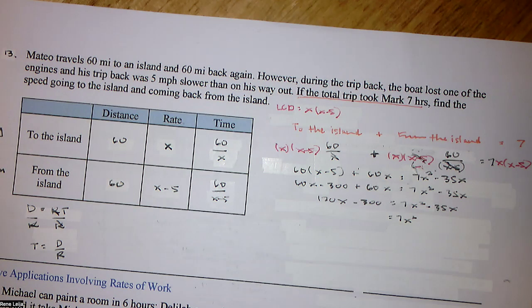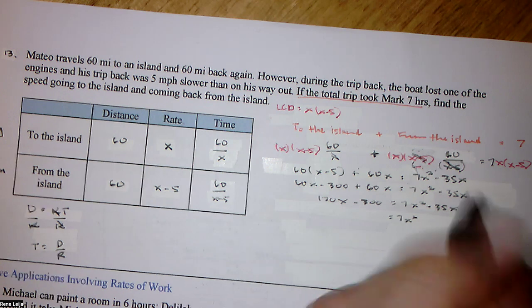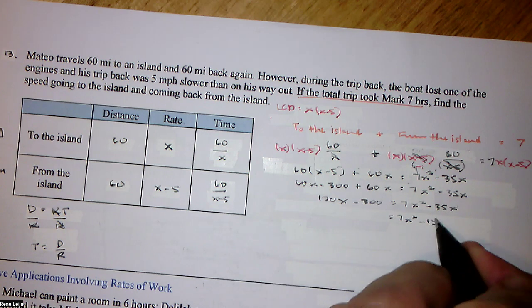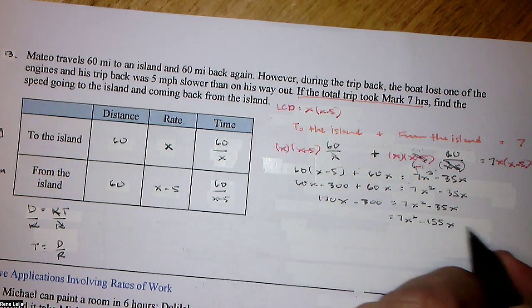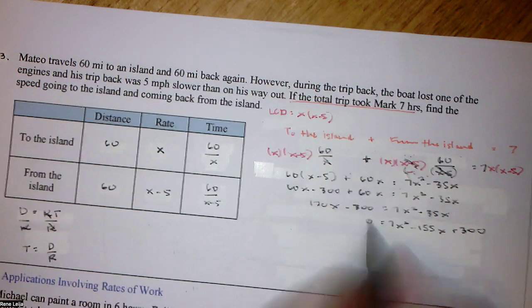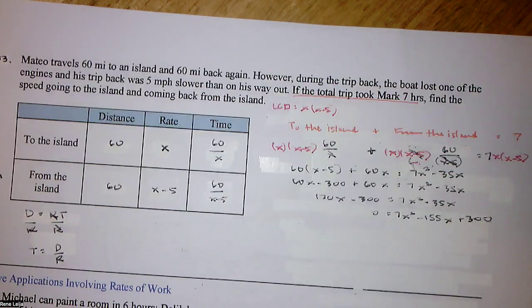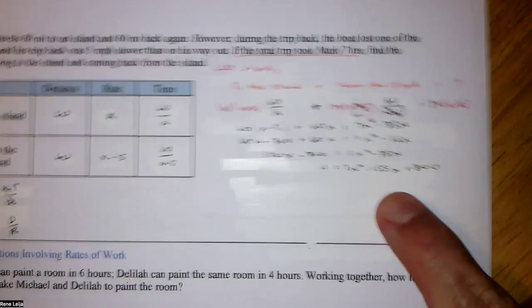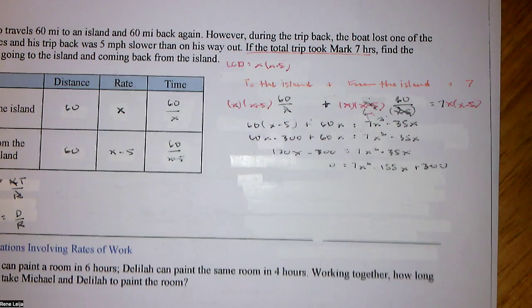So that'll be negative. 120 and 35 is minus 155x plus 300 equals 0. Okay, now we have this horrific looking quadratic.